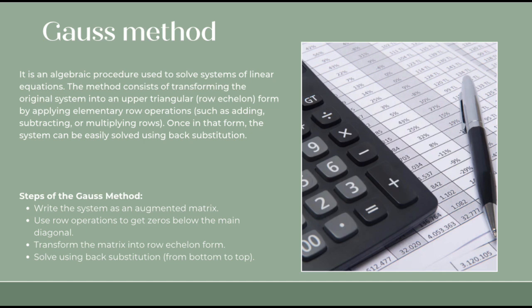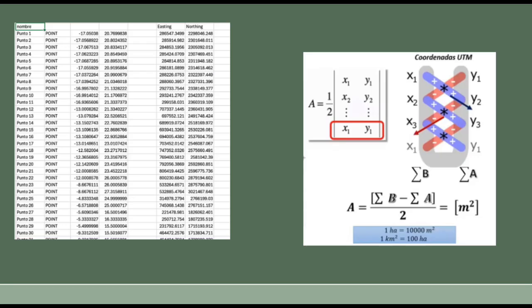Step 5: The final matrix is in row echelon form. Solve using back substitution. Start with the bottom row, solve for the variable, and substitute upward through the rows to find the others. To convert the coordinates to UTM, there are only 4 steps.